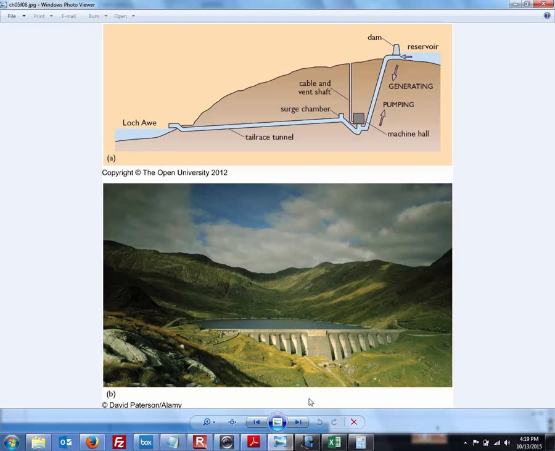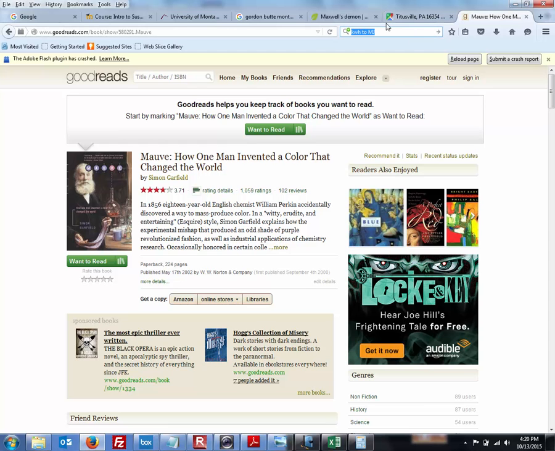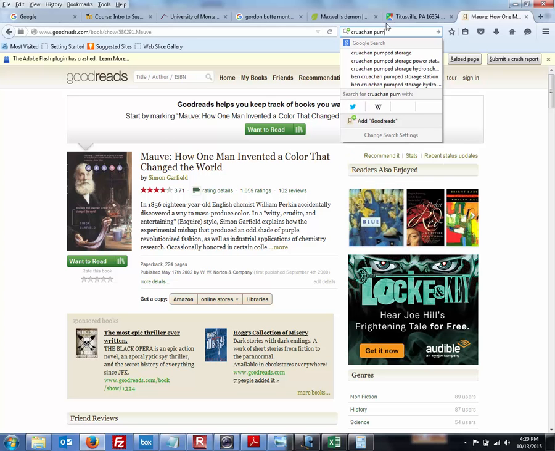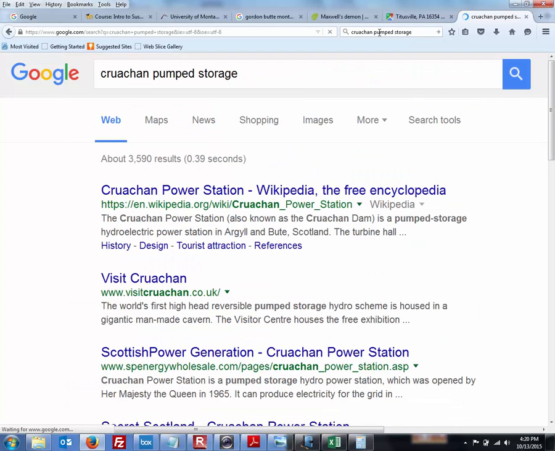So here's the Kuchan pump storage plant. The installation is shown at the top, and I don't know if this one actually exists. Let's just see if this one's been built or not. A lot of these things are just kind of coming online as this is being built. It looks to me like figure 5.8b is a drawing. Pumped storage. Let's just take a look here.